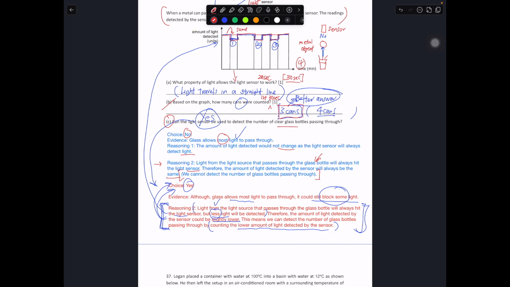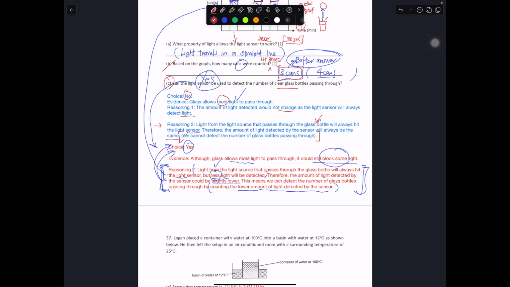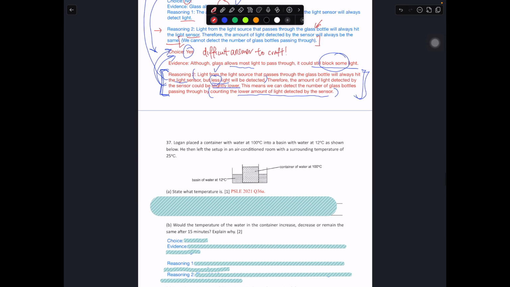It forms a staircase over here. Therefore, you still can count. But you have to really figure out how to write it. To me, this is actually a very good answer, but a very difficult answer to craft, because you really have to talk about it very accurately. Okay, so now we go on to this.